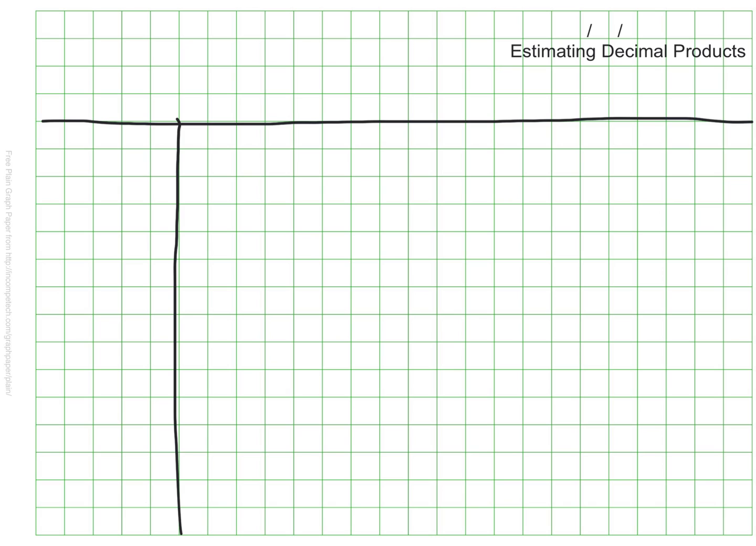Our essential question here will be something about strategies, right? We're looking for strategies. So I've written here that we want to know what strategies we can use for finding decimal products. And that's something that we're going to be seeing a lot of in this unit.